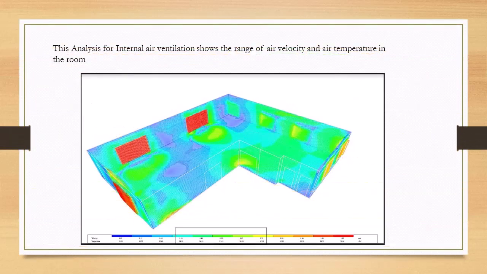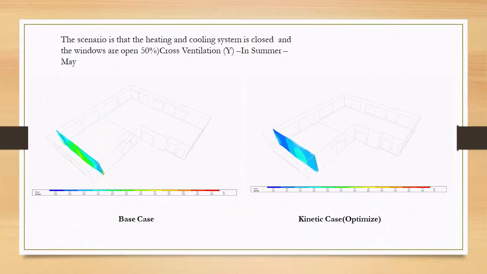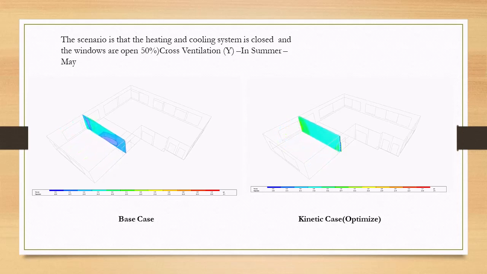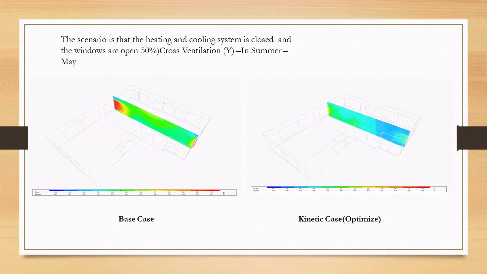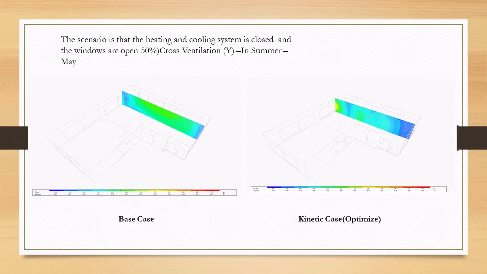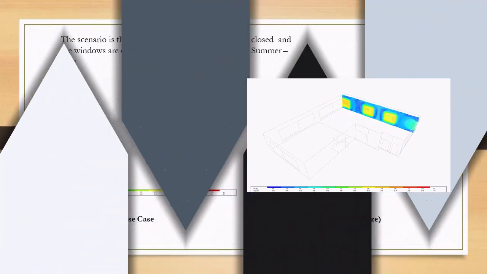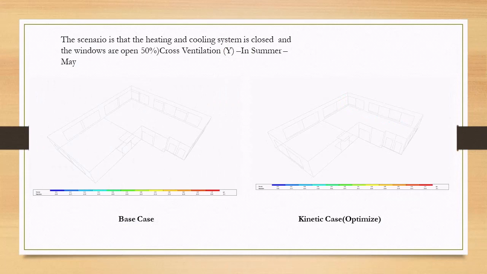This analysis of interior air ventilation shows the range of air velocity and air temperature in the room. The range is between 24 and 27 Celsius. The scenario is that the heating and cooling system is closed and the windows are open 50%. Cross ventilation in summer, May. In the base case, the range is between 17 and 19, and in the kinetic case between 16 and 19.